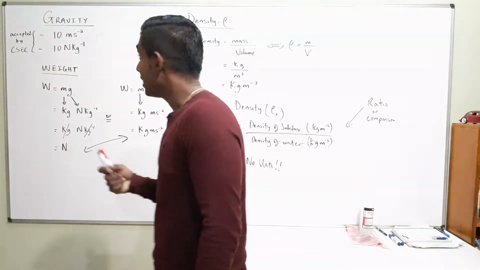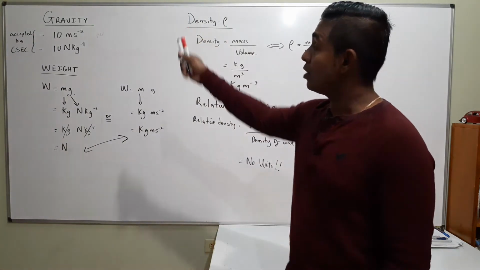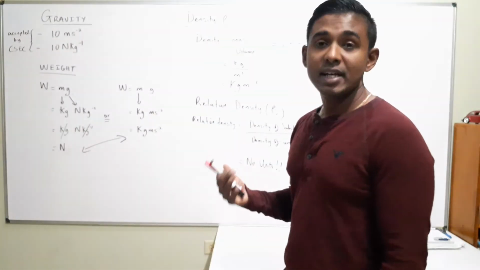Gravity is taken at the CSEC level to be a value of 10 meters per second squared or 10 newtons per kilogram.